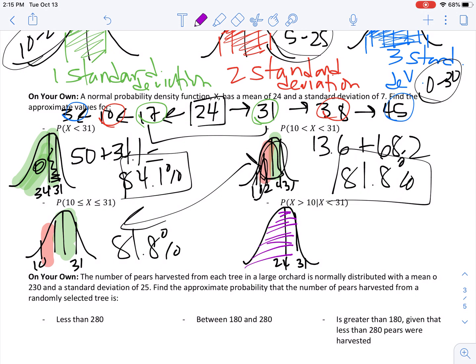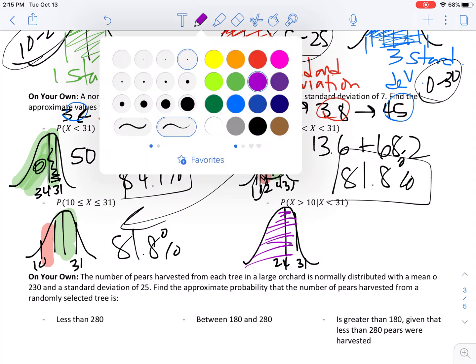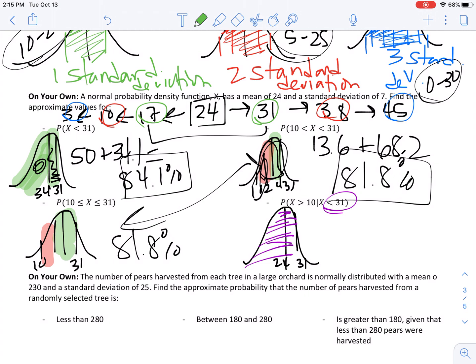Now I have to find out the probability that x is greater than 10. So x is greater than 10, we will do in green. 10 goes out to 2 standard deviations this way. So there's 10. So you're looking for the green part is what you want, and it's part of the purple. So it's the green over the purple. Green goes on the top. And if you notice, since we know that x has to be less than 31, you can't include anything above it.